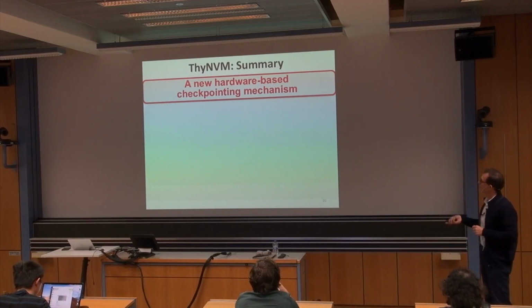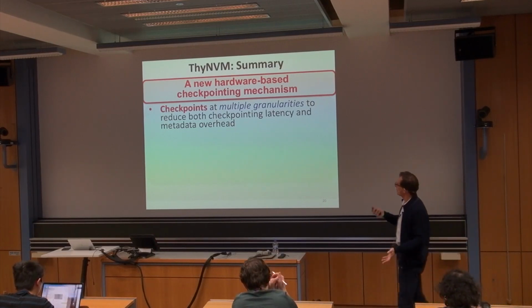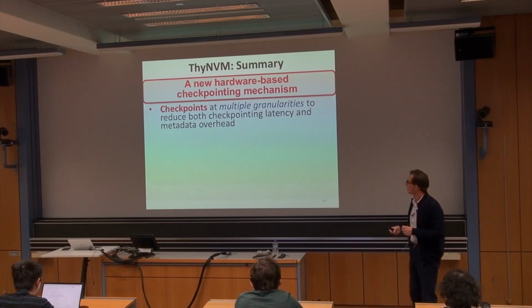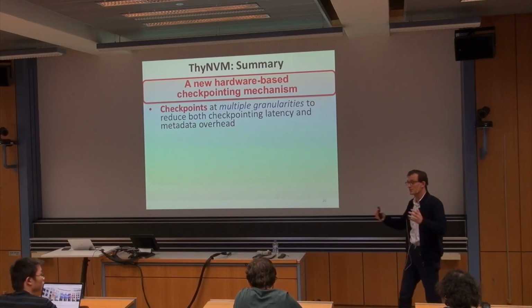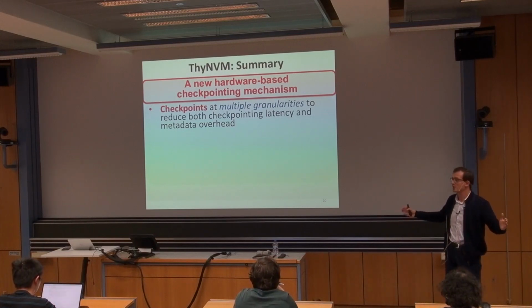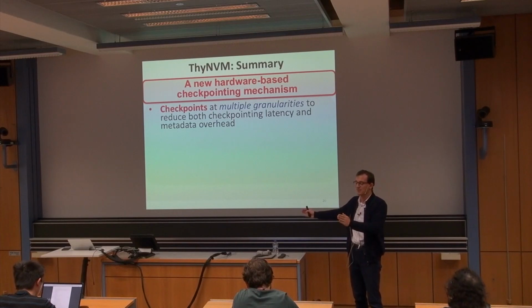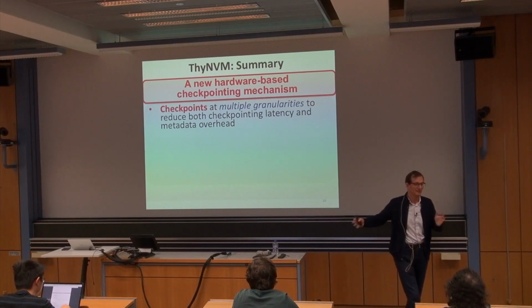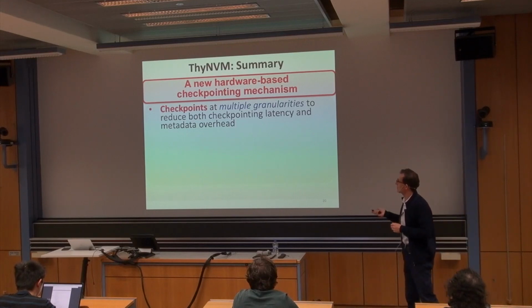Okay, so basically it's a new hardware-based checkpointing mechanism. The idea is to checkpoint at multiple granularities to reduce both checkpointing latency and metadata overhead. We'll talk about what's required in checkpointing. There's always a trade-off between how long it takes to checkpoint, how long it takes to recover, and how much metadata you need to keep around. Because if you don't checkpoint very often, you need to go back to a previous checkpoint if something happens in between. But if you don't checkpoint very often, that means that you need to buffer a lot of data somewhere. So there's always a trade-off between metadata overhead as well as data overhead and checkpointing latency.